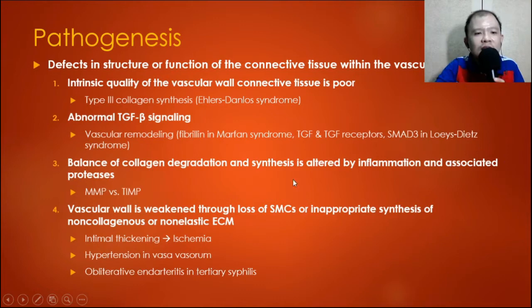Third, the balance of collagen degradation and synthesis is altered by inflammation and associated proteases. This means that you have metalloproteases versus tissue inhibitors of metalloproteases. That means the enzymes that eat up the collagen are more than the ones that build up the collagen. The vascular wall is weakened through the loss of smooth muscle cells or inappropriate synthesis of non-collagenous or non-elastic extracellular matrix.